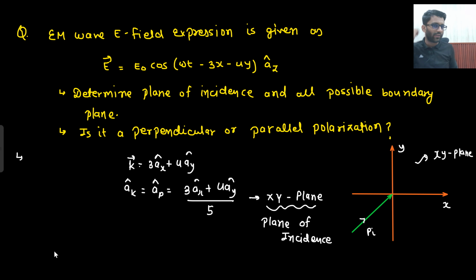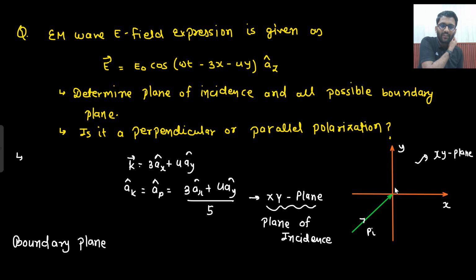Now what will be your boundary plane? You let me know one thing. This is x, this is y. Where will z be? X cross y should give me z. So this will be my z, right? Now what all possible boundary planes are there? Boundary plane and plane of incidence are perpendicular to each other, right?